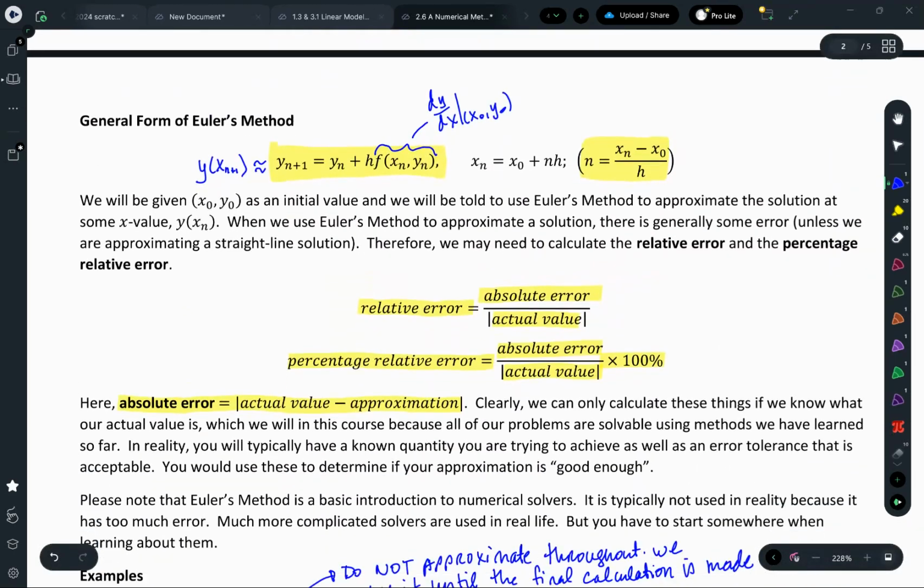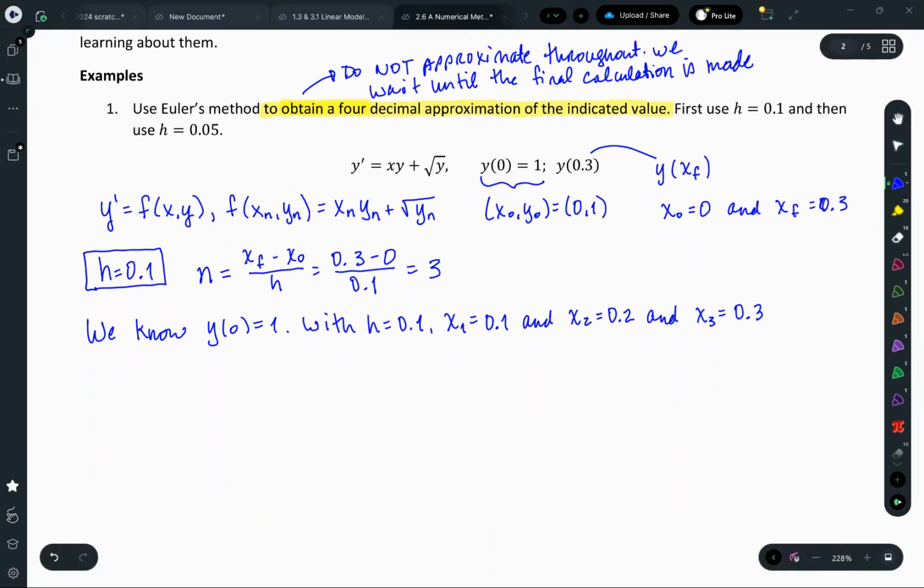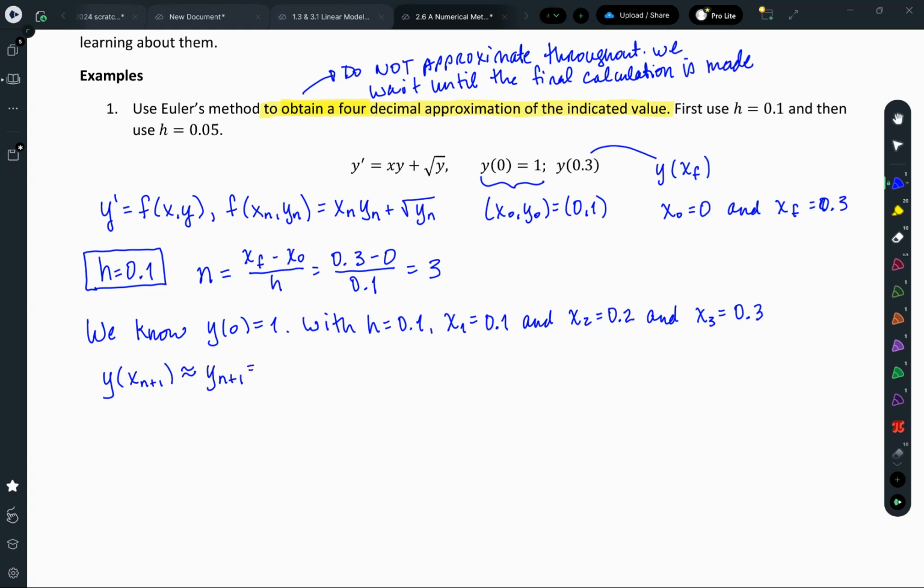Okay, so now I want to go to the top, y sub 1 first, but pay attention to this notation that I put to the left of my y sub n plus 1 because I use that a lot. So I'm just going to write this down again so that we have it. Y of x sub n plus 1 is going to be approximately y sub n plus 1, which is equal to y sub n plus h times f of x sub n, y sub n. Okay, let's do this.